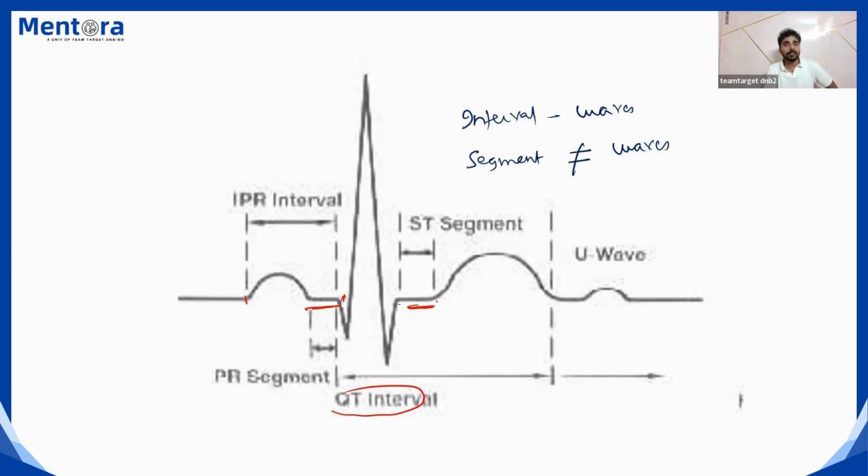Simply, the PR interval is from the beginning of the P wave to the beginning of the QRS complex, and the PR segment is from the ending of the P wave to the beginning of the QRS complex. Similarly, the ST segment is from the ending of the QRS complex to the beginning of the T wave. And our QT interval is from the beginning of the QRS complex to the ending of the T. Simple thing, right?